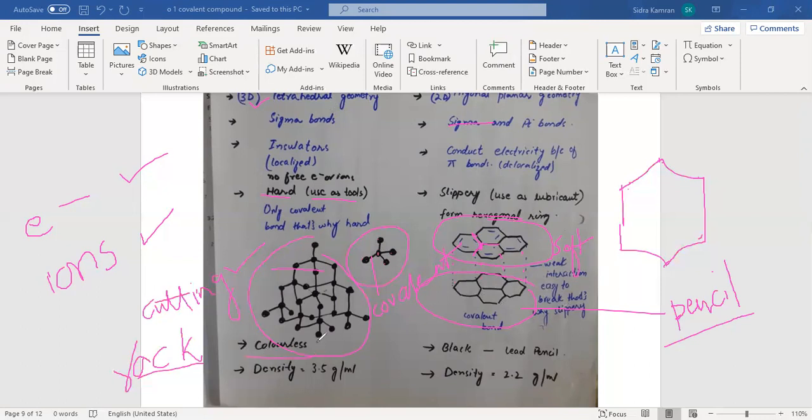Diamonds are colorless. Graphite has a black color. For example, your lead pencils are of a grayish black color. The density of diamond is 3.5 grams per ml and the density of graphite is 2.2 grams per ml. So the difference in density also explains that diamond is hard.